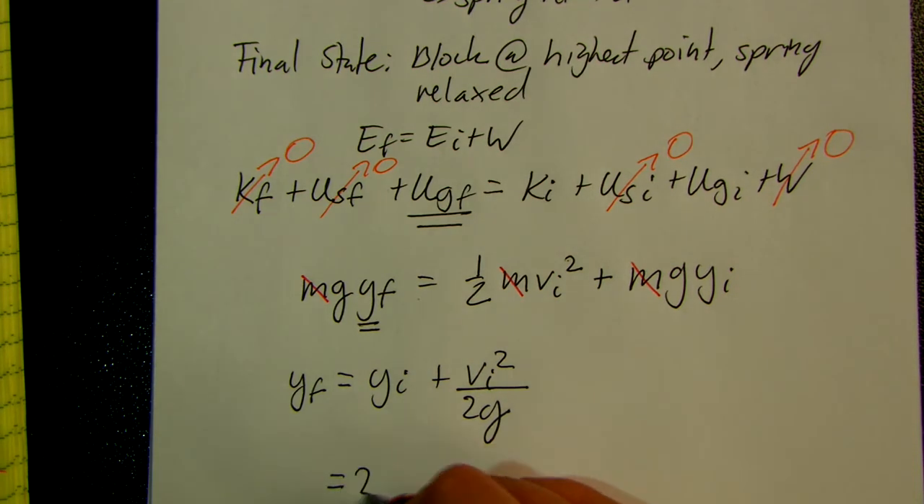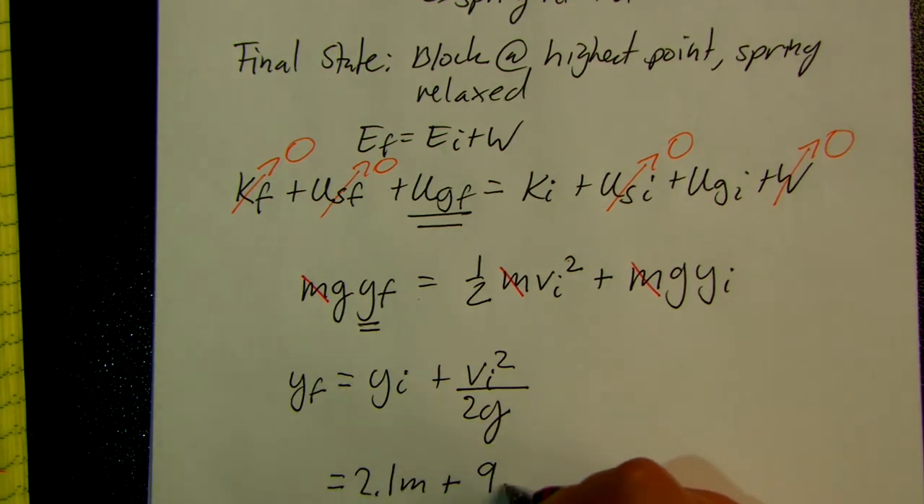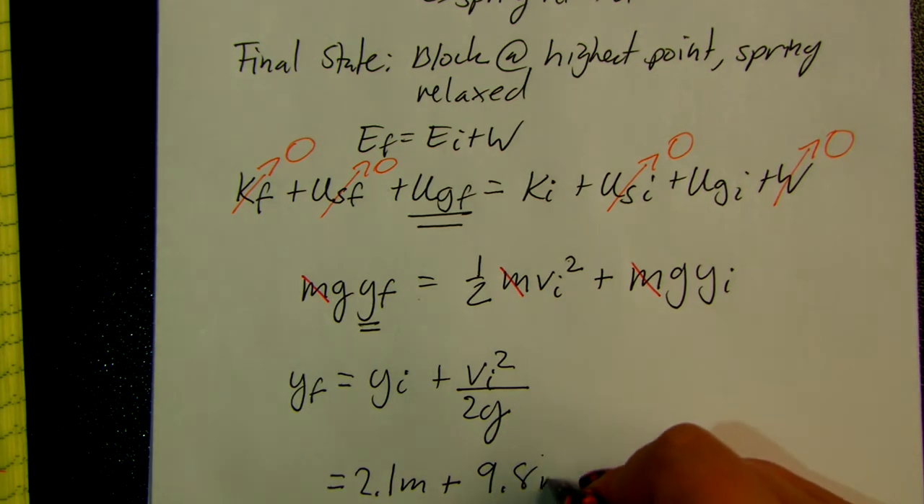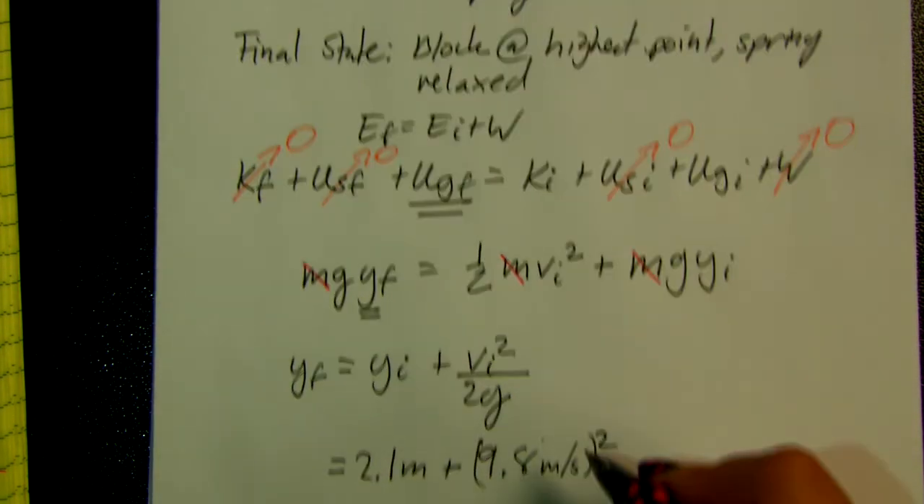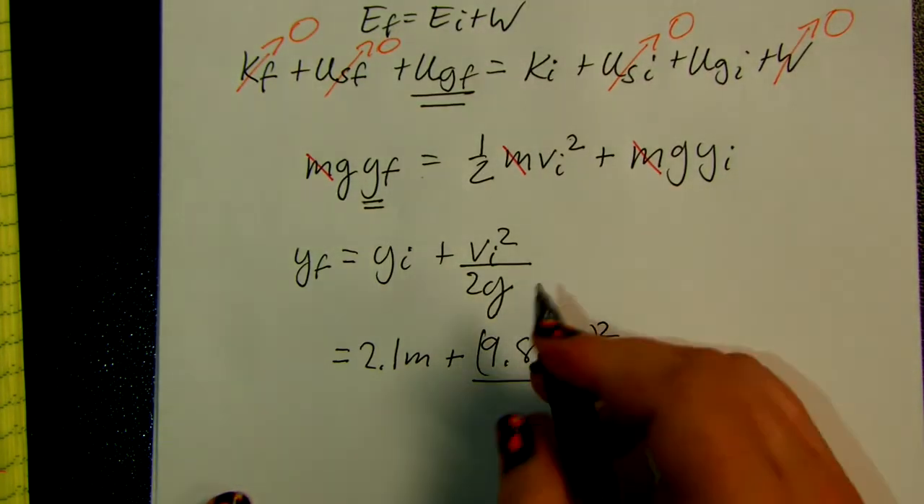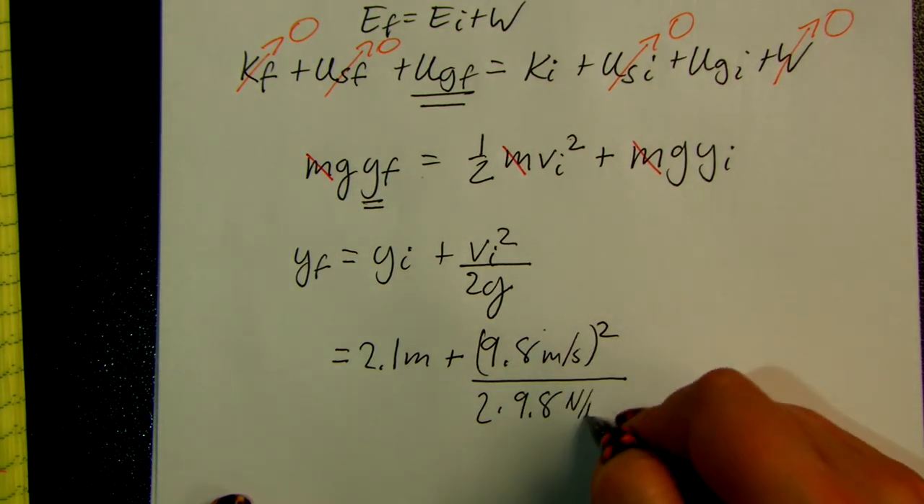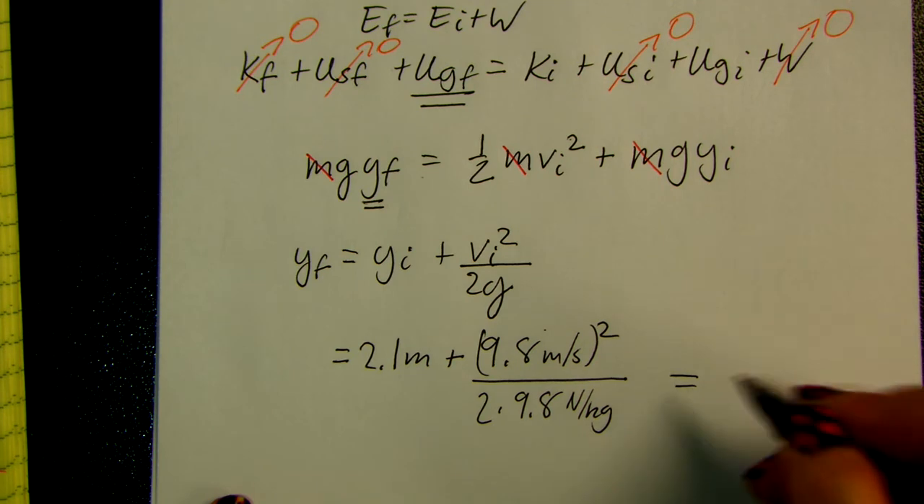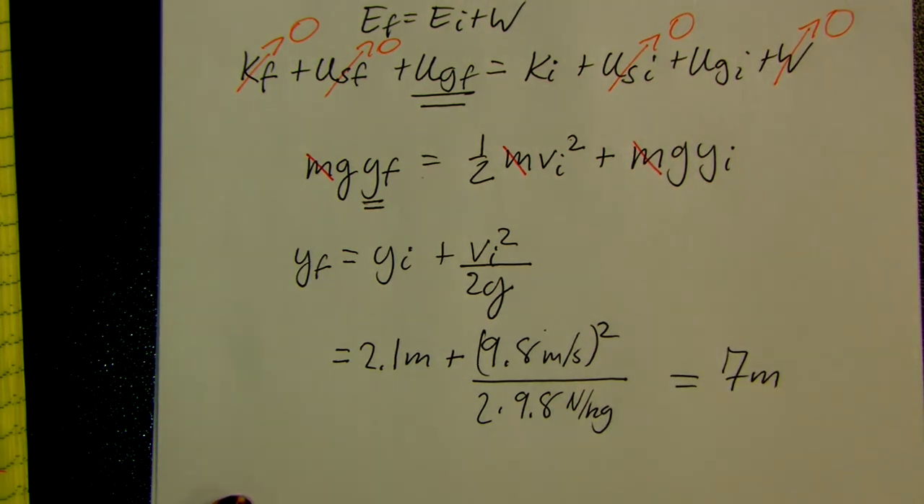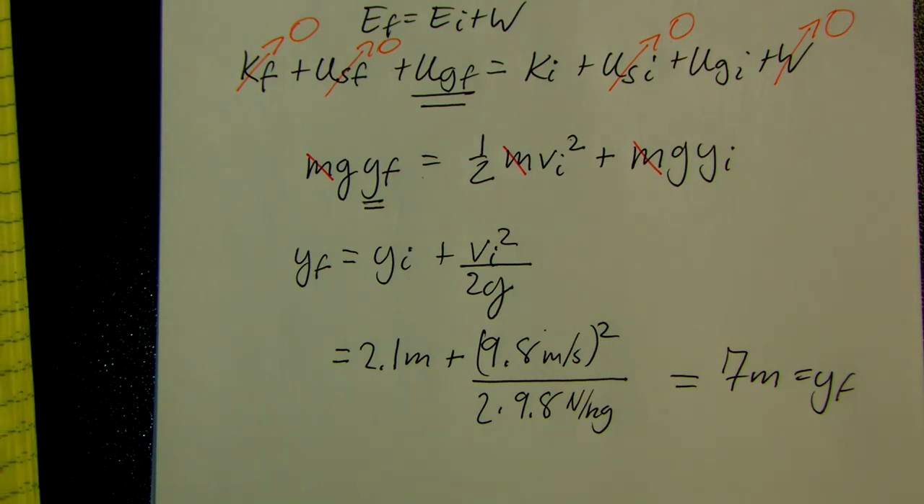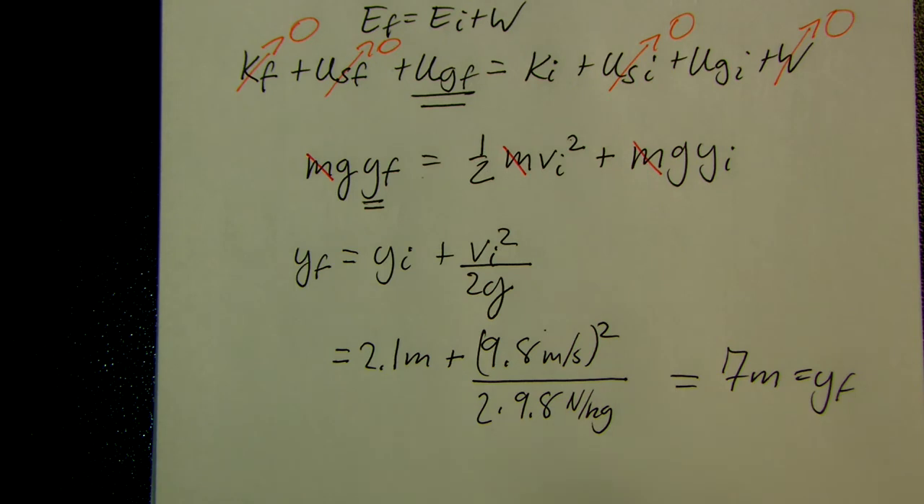And this is equal to 2.1 meters plus 9.8 meters per second quantity squared divided by 2 times 9.8 newtons per kilogram. And this is equal to 7 meters. So the block will be flung 7 meters into the air as a result of this. And we got this all from using the energy principle and taking advantage of the fact that the final energy is equal to the initial energy.